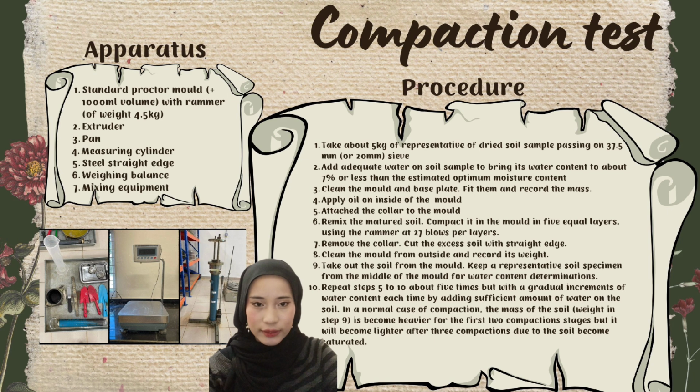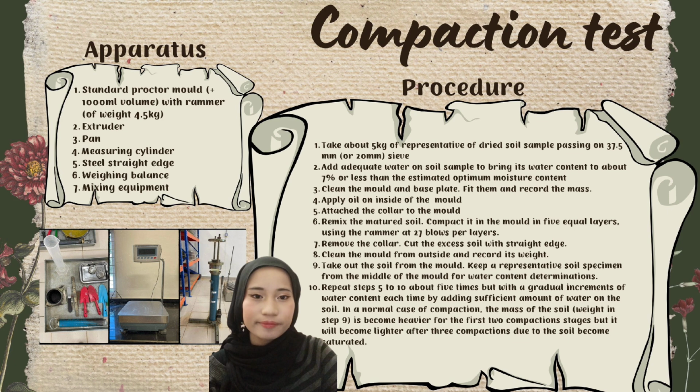The eighth step, clean the mold from outside and record its weight. Next, take out the soil from the mold. Keep a representative soil specimen from the middle of the mold for water content determination. And lastly, repeat steps from 5 to 10 about 5 times, but with gradual increments of water content each time by adding a sufficient amount of water to the soil.